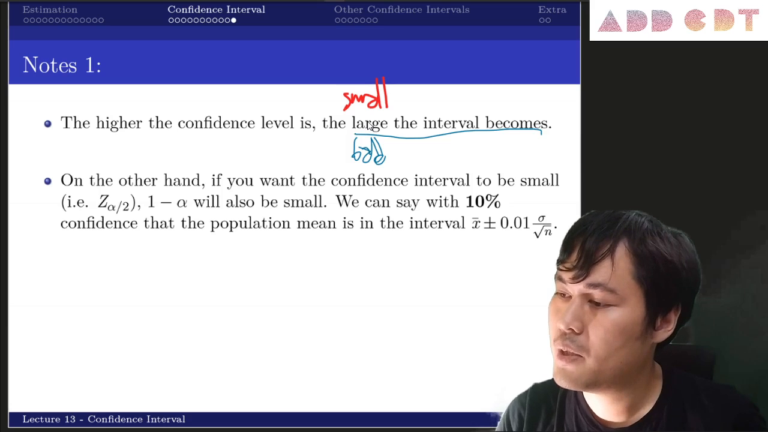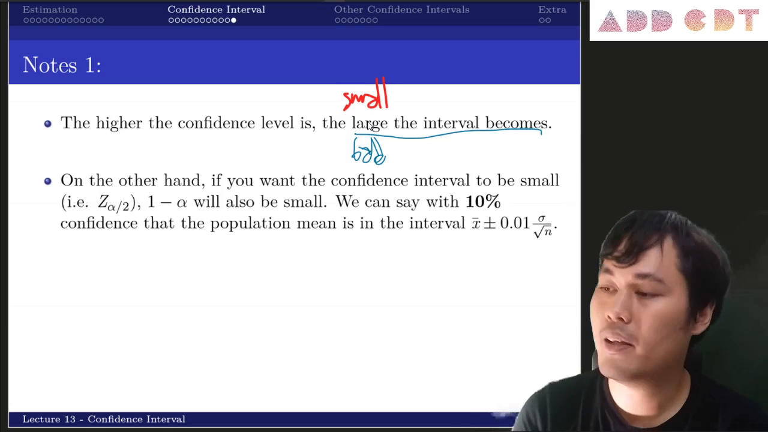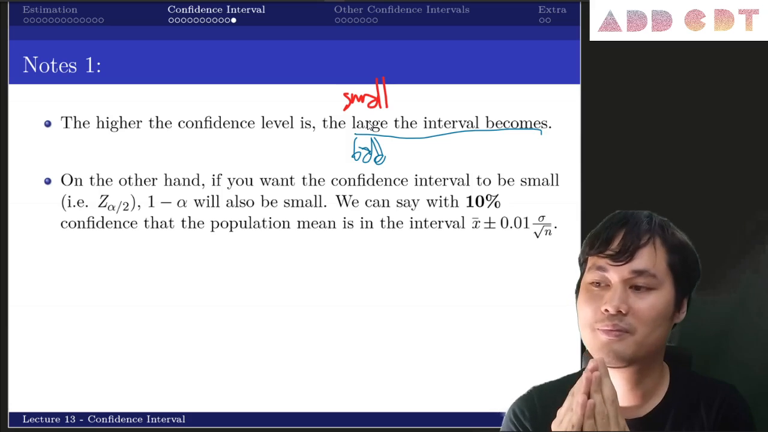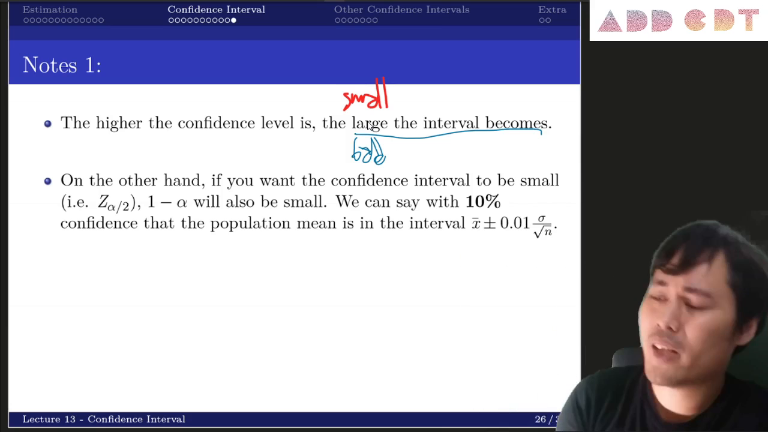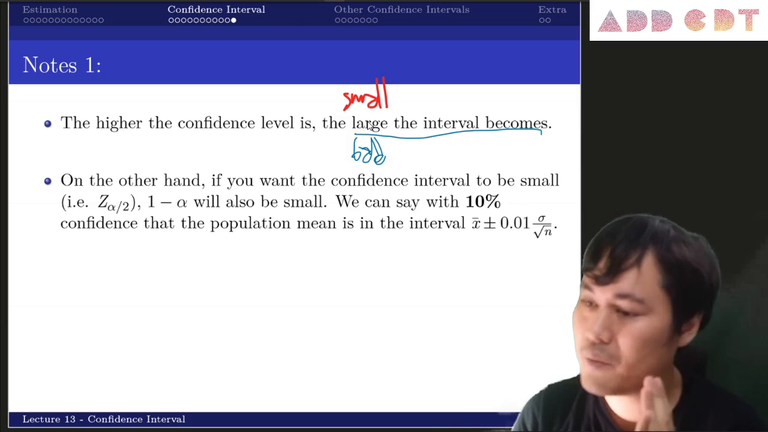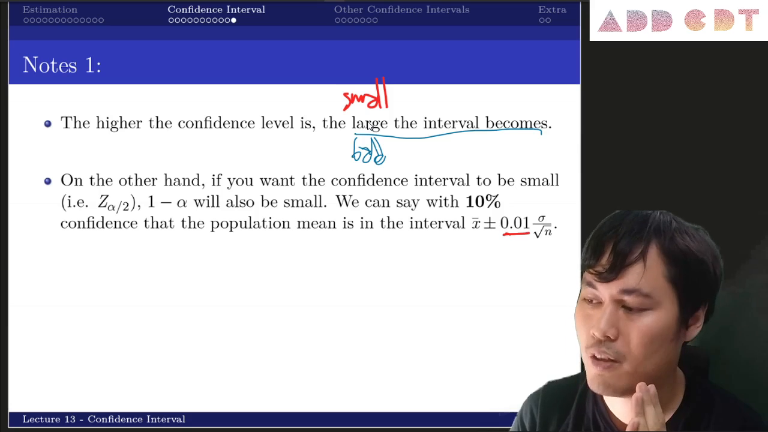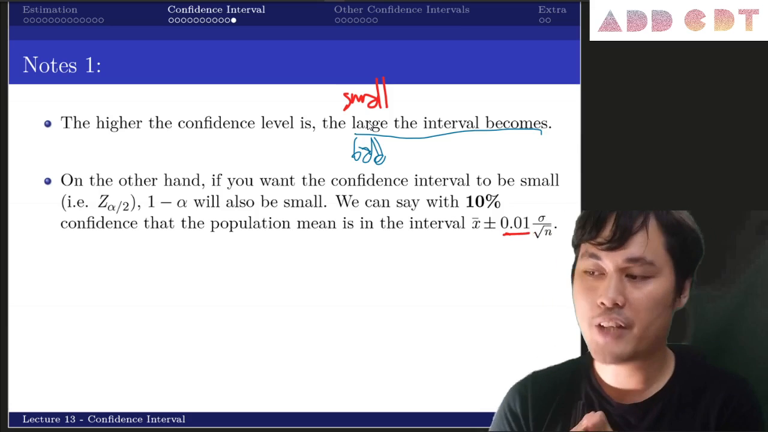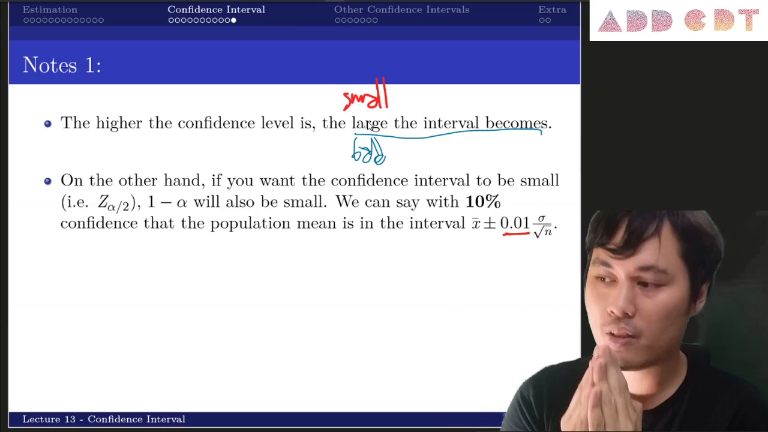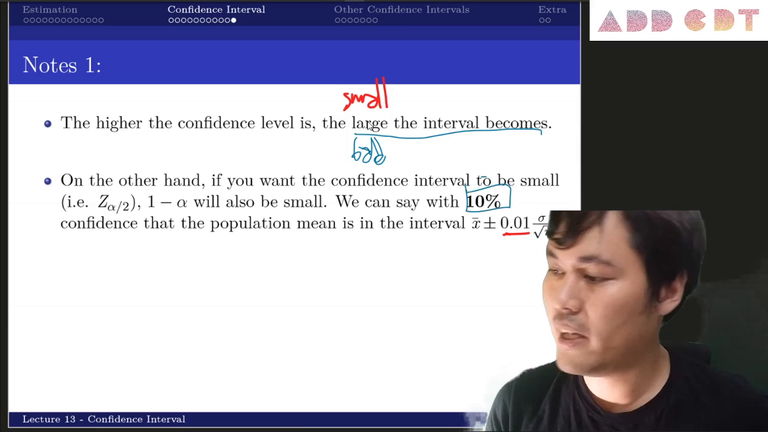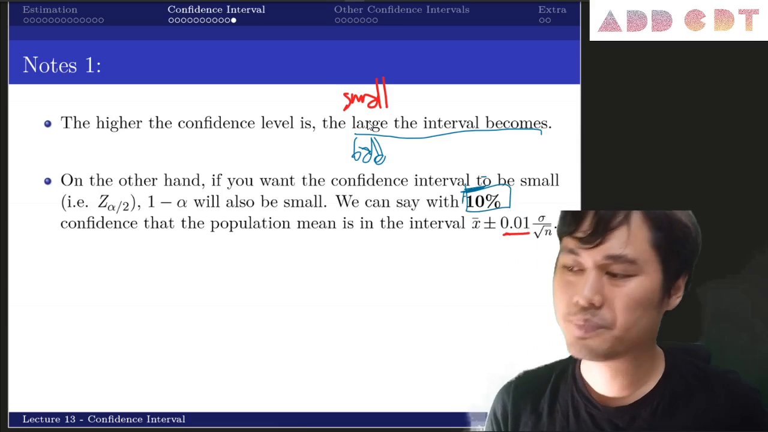So yes, we say that the large interval is bad, the small interval is good. So why don't we just make the interval very, very small? In this case, we can make that interval very, very small, like 0.01. But the problem is we have a trade-off here. We have a small interval, but our confidence level drops by a large amount.